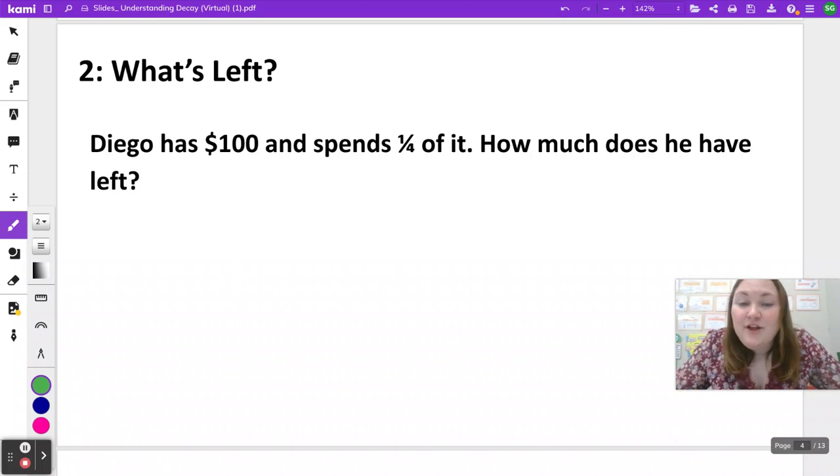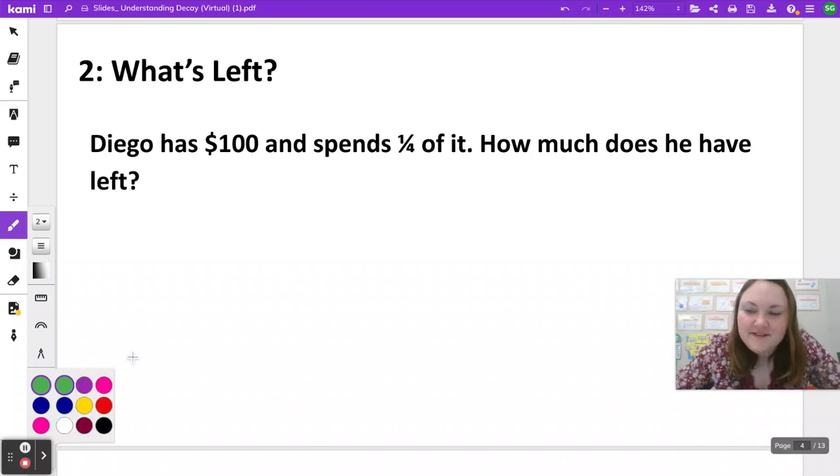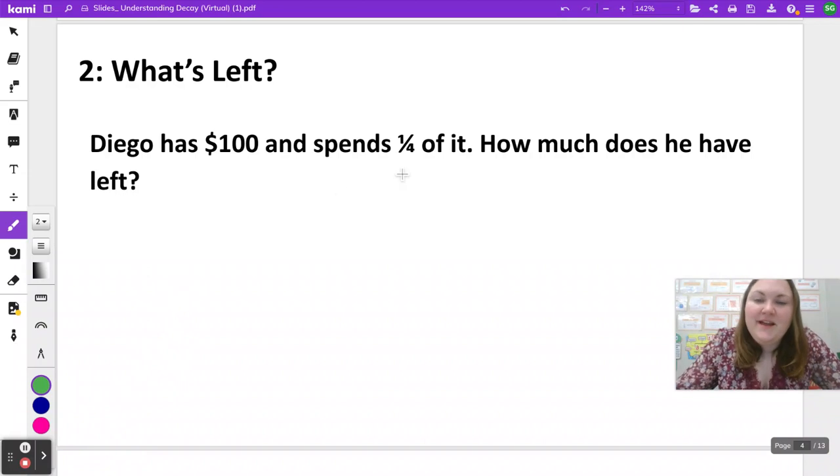I will say there are multiple ways to figure out this answer. And so if you really want to spend some time thinking about it, see if you can approach it multiple ways. Come back to the video when you've got an answer. So as I mentioned, there's a couple different ways you can approach this problem. One way is to start by figuring out how much money Diego spends. We know he spends 1/4 of $100, but we need to know what 1/4 of 100 is.